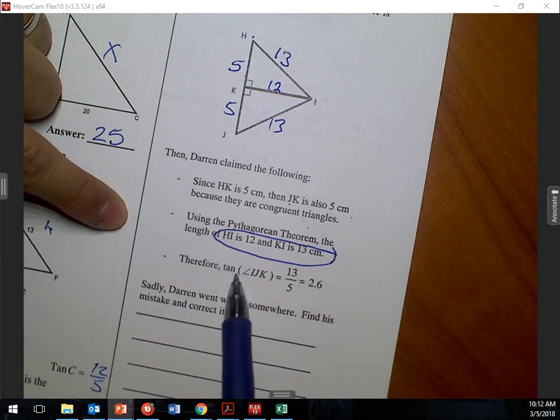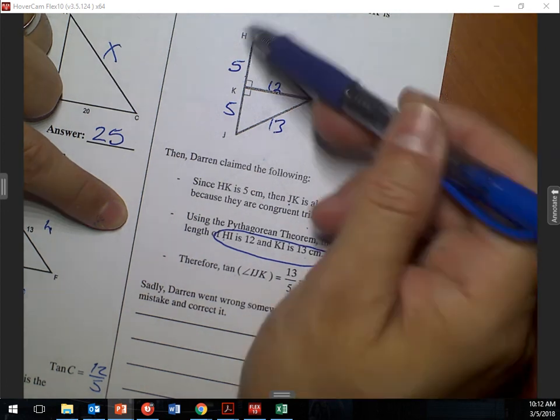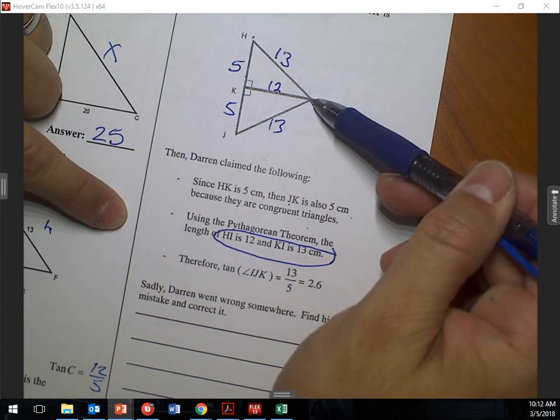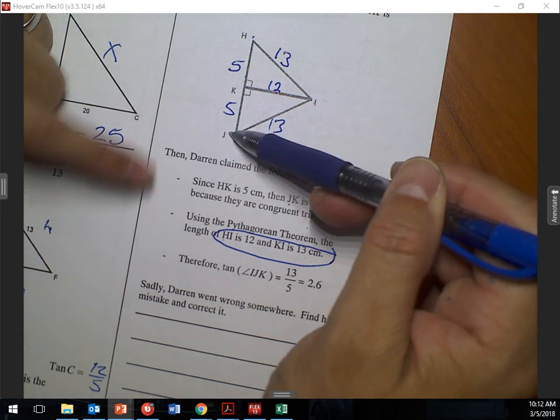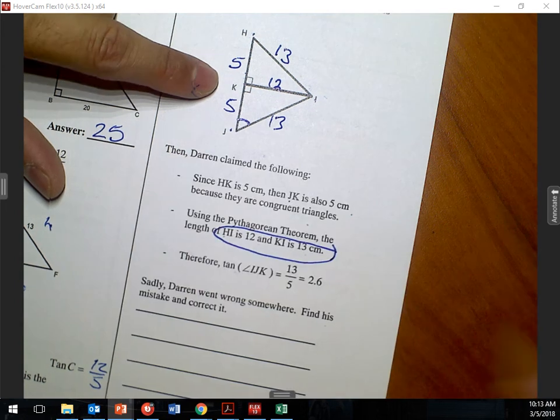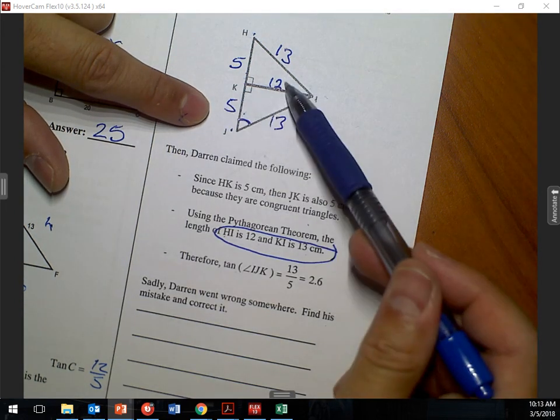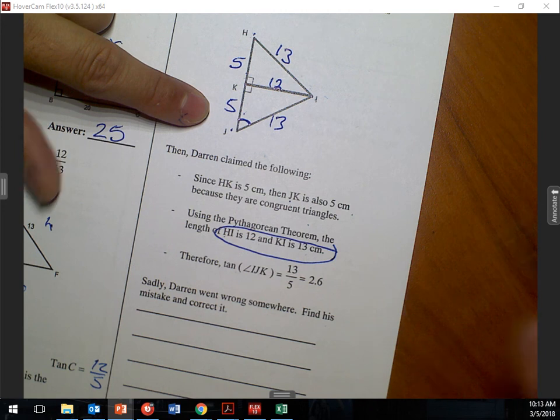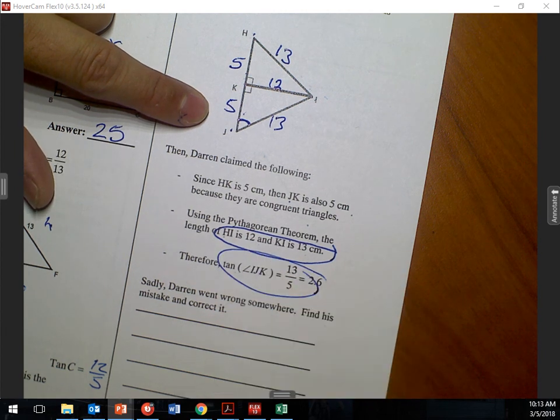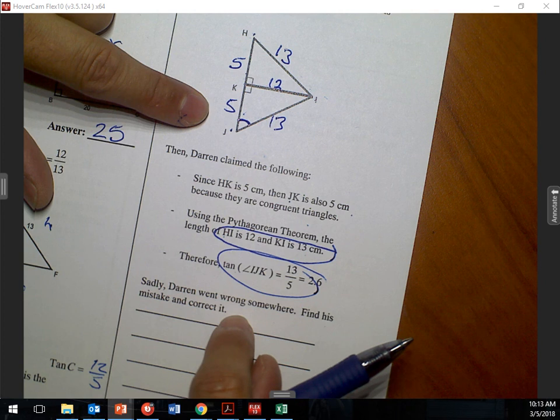Okay. So tan of IJK is right here. So this is the angle I'm looking for. Tangent is always opposite over adjacent, so it should be 12 over 5, right? So this is also wrong because this is wrong. Okay, went wrong somewhere. Find his mistake and correct it.